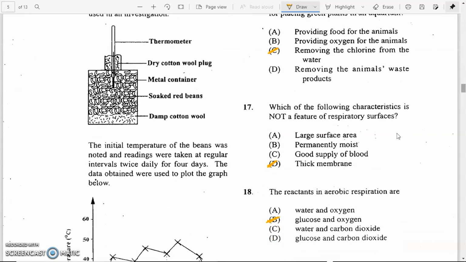Number 17. Which of the following characteristics is not a feature of respiratory surfaces? So they all must have a large surface area, they must be permanently moist, they must have a good blood supply in the case of mammals, but the membrane needs to be thin. So they cannot have a thick membrane, right? The membrane needs to be one cell thick so that gases can diffuse as quickly as possible.